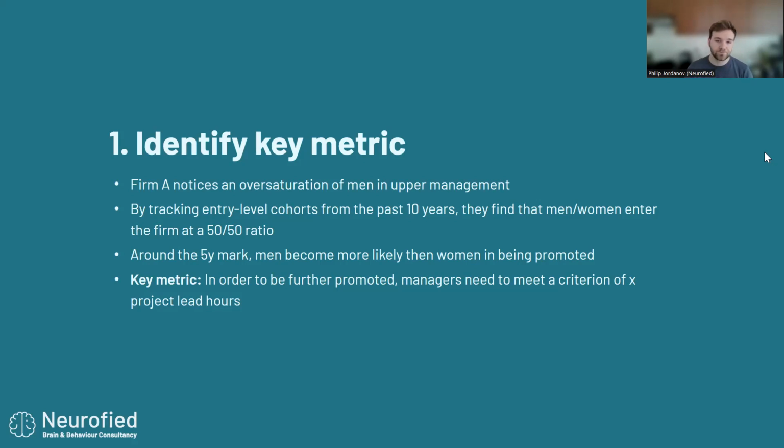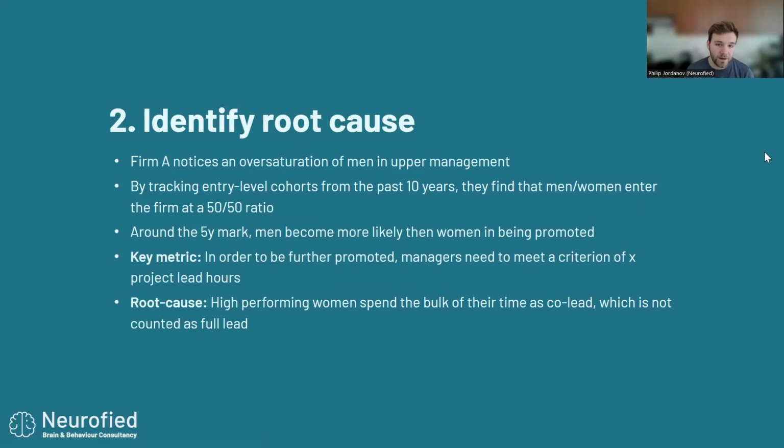Now, what is the problem here? They find that the root cause is that high-performing women spend way more time as co-leads than men do. And this is not being counted as full lead hours. Now, this is a big problem because co-leads and leads do the exact same thing usually, especially in this firm that we built this case around. It's just that there are 2 people in the lead. So in their business system, in which they find these criteria, these benchmarks for upper management, they have a flaw, they have a bias. They're biased towards full lead hours instead of co-lead hours. And the 2 have a completely similar role. A co-lead is just as important for the project as a lead is.